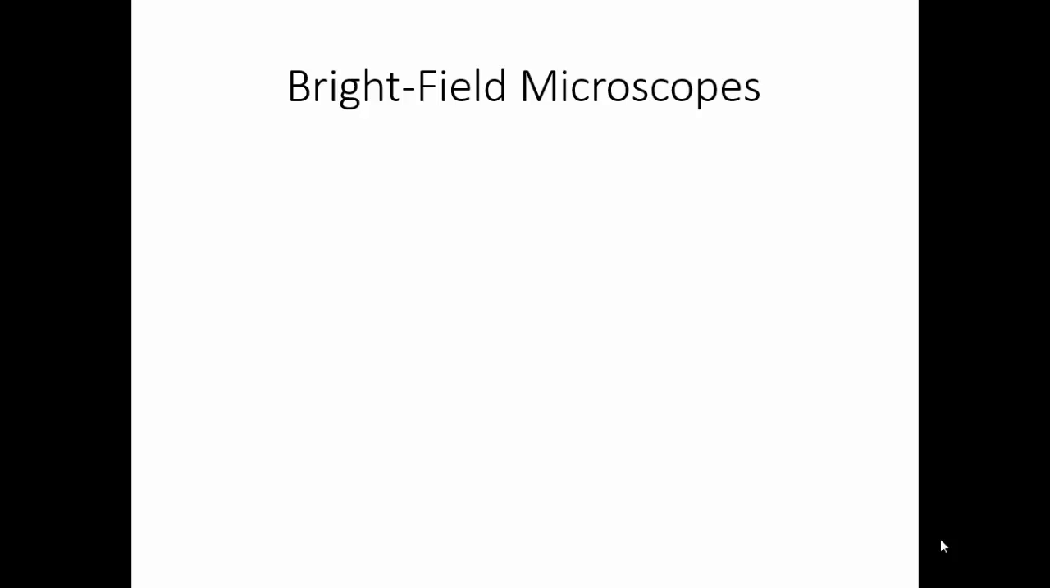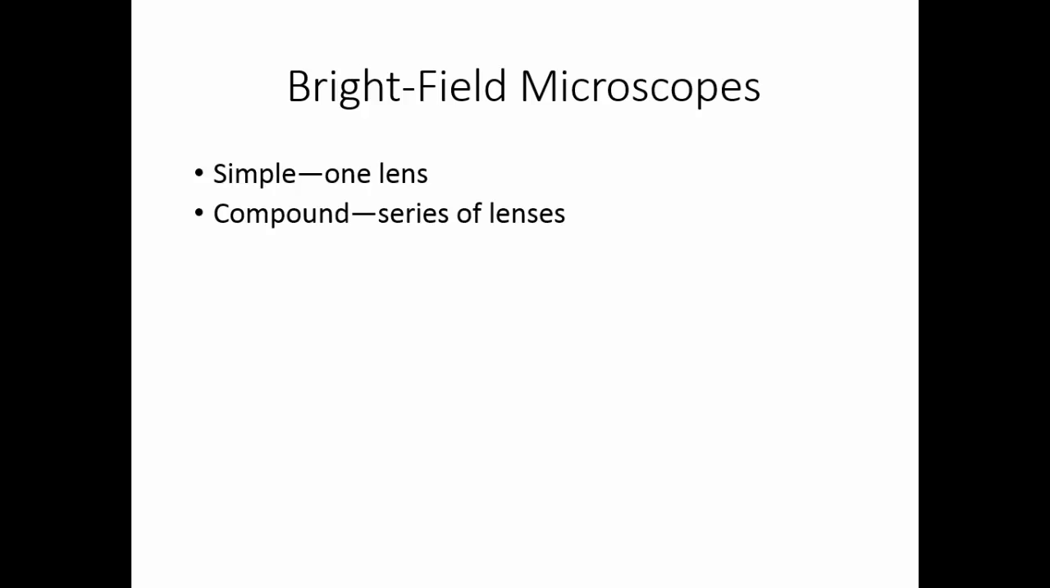The bright field microscope is the most common microscope used in laboratories. In its simplest form, it's just one magnifying lens. This is basically a magnifying glass, and this is the type of microscope Leeuwenhoek first made. Today we use compound bright field microscopes, or compound microscopes, which use a series of magnifying lenses.